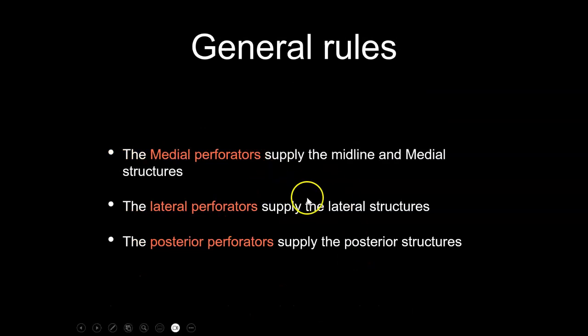General rule, very simple: medial perforators supply the midline and medial structures, the lateral perforators supply the lateral structures, and the posterior perforators supply the posterior structures. And as we said, most of the deep structures are the corona radiata, internal capsule, thalamus, hypothalamus, and lentiform nucleus. So you can put your own scheme, your own way of talking about the perforators, keeping these rules in mind. Of course, medial supplies medial, lateral supplies lateral, and posterior supplies posterior.